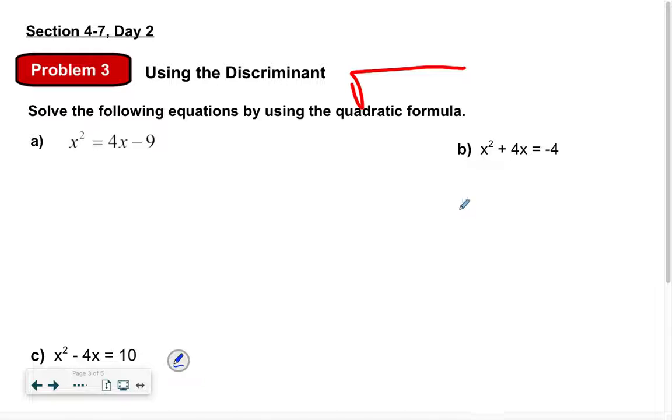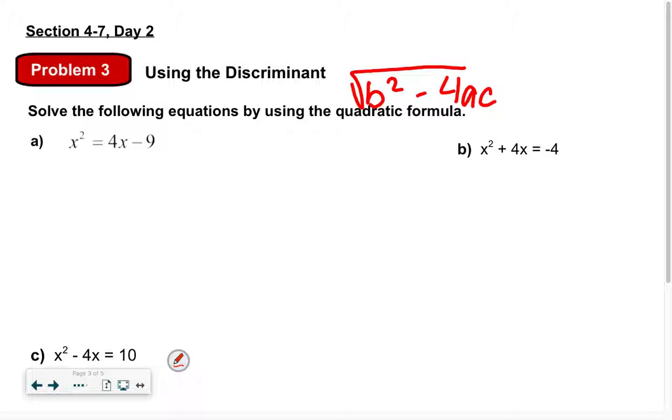Discriminant is the thing under the square root from yesterday. You guys remember what that was, the formula part? Negative b plus or minus square root b squared minus 4c. So just the part under the square root is what we call the discriminant. That's going to tell us a lot of different things, okay?